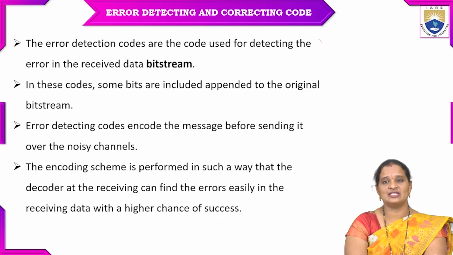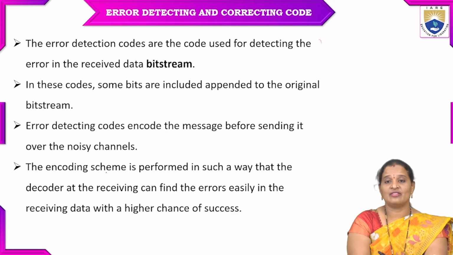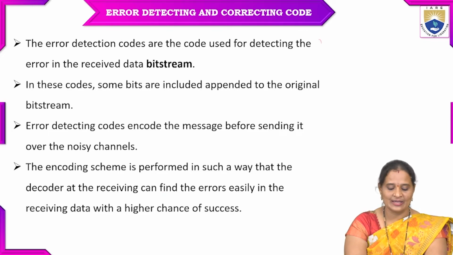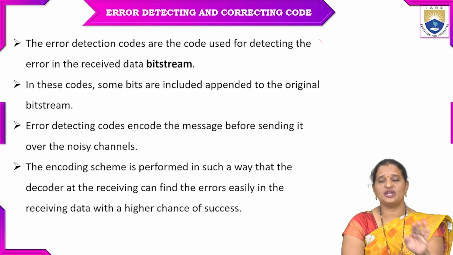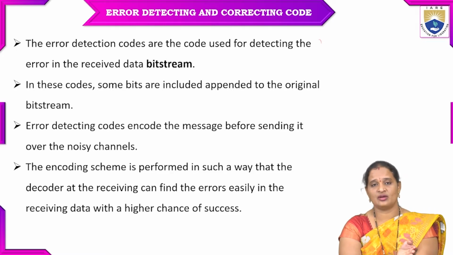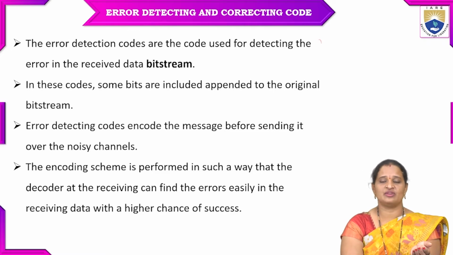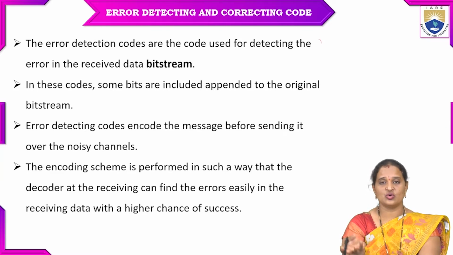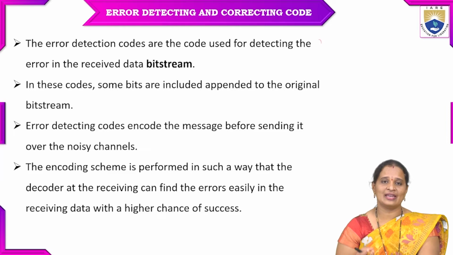This encoding scheme is performed in such a way that the decoder at the receiver side can also find the errors easily in the received data with a higher chance of success. So that means it should be known to both the transmitter and receiver what information they have to be aware of, how many extra bits we are adding, where it is added, and how it is added, what mechanism we are using. That should be known so that the error can also be detected at the receiver side easily.